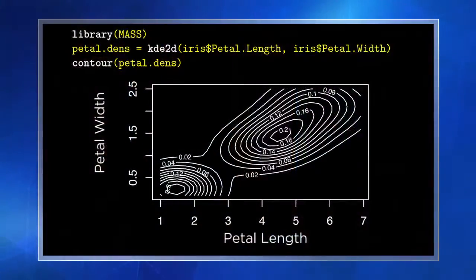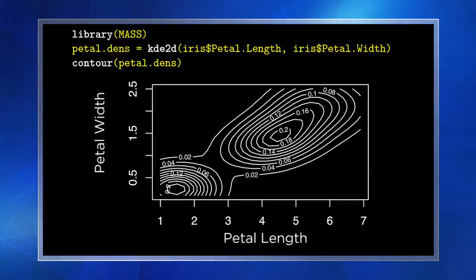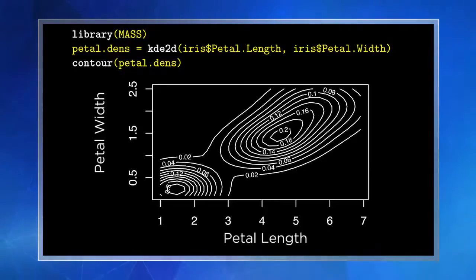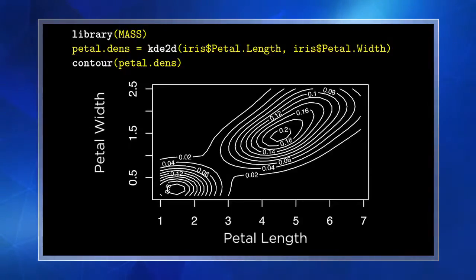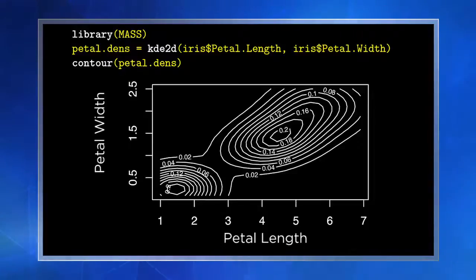And we can do it on the iris data. Notice here in this contour plot, we've got elevated levels, which are the sort of concentric circles that peak in the middle. And that tells us exactly where most of our points are clustered. On the x-axis, we've got petal length, and on the y-axis, we've got petal width.